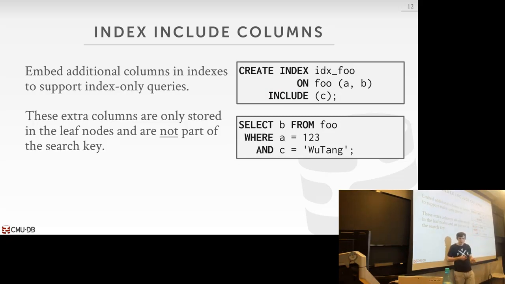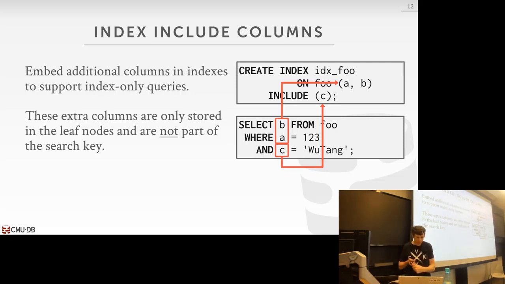Then as I'm scanning along the leaf nodes, I can look at the values of C that are packed in the leaf nodes and also evaluate my predicate and produce my output. So this one's more rare than the covering index support. A lot of systems support partial indexes. Slightly fewer systems support covering indexes. This one is even more rare.